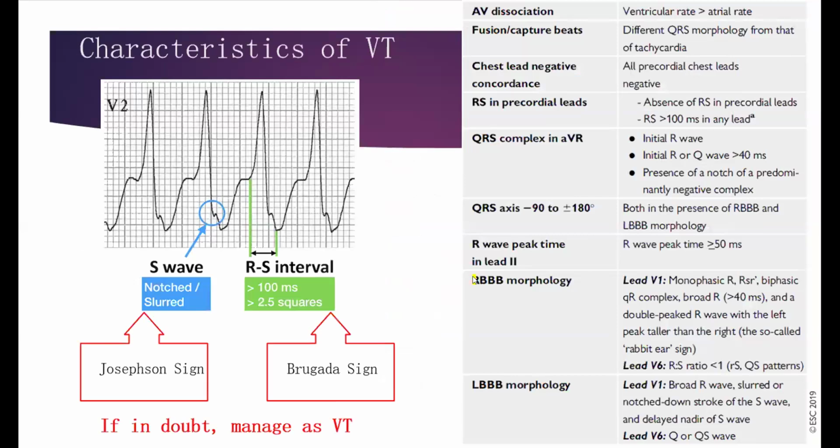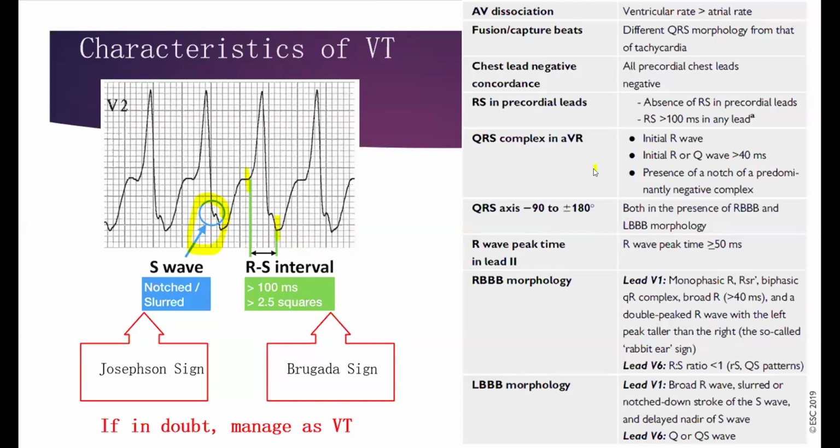So the characteristics of ventricular tachycardia, there are so many characteristics. The one that I wanted you to know, a classic one that people look at, is the slurred S wave, also called the Josephson sign. And then you have the Brugada sign, where from the start of the R to the nadir, or the lowest point of the S, it's more than 100 milliseconds, or 2.5 squares. There are other ways of knowing it, but that is beyond the scope of this class. It's in the slides, you can access them.